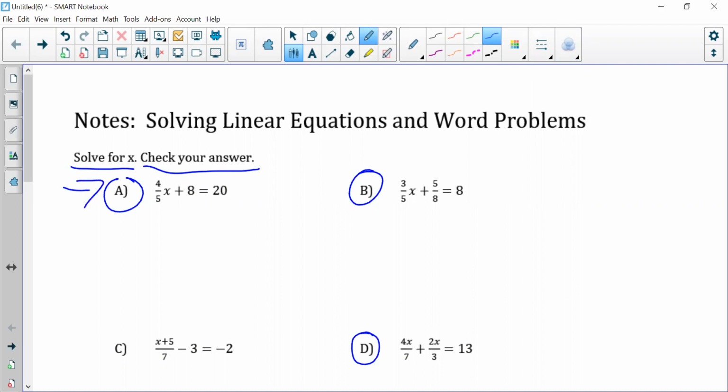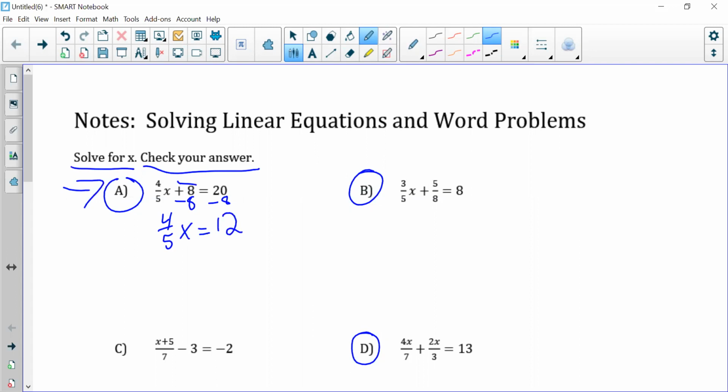Okay, we want to get x by itself in order to solve. So the first thing we need to do is get rid of this 8. Well, how do we do that? It's being added, so we do the inverse, which is subtraction. So we're going to subtract 8 from both sides. So that gives me 4/5 x equals 12.